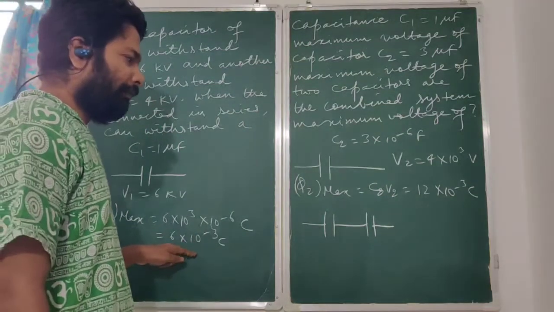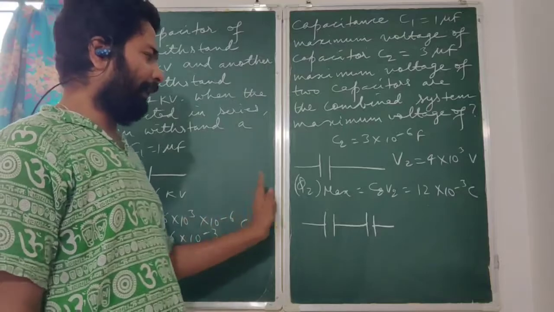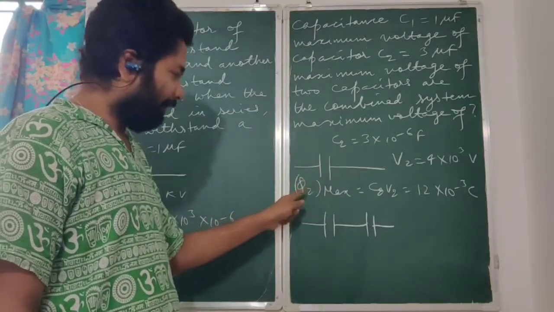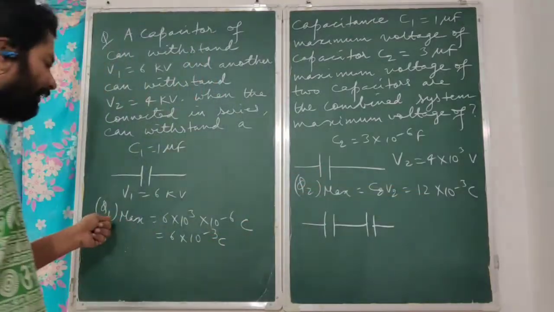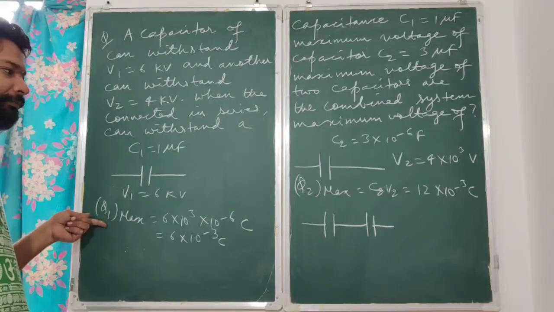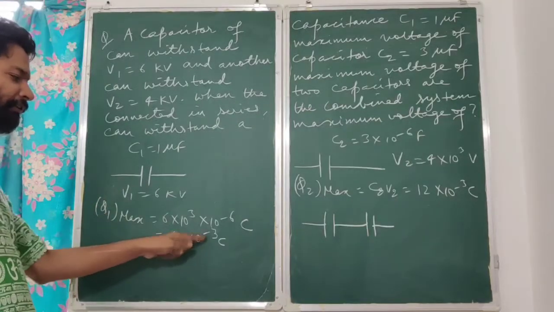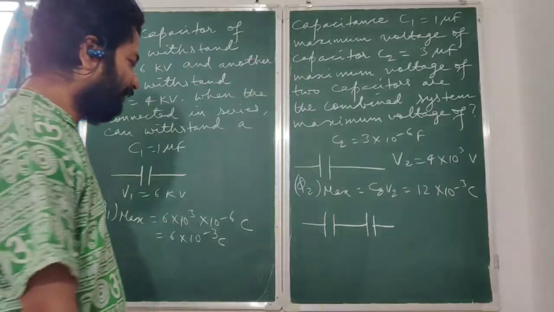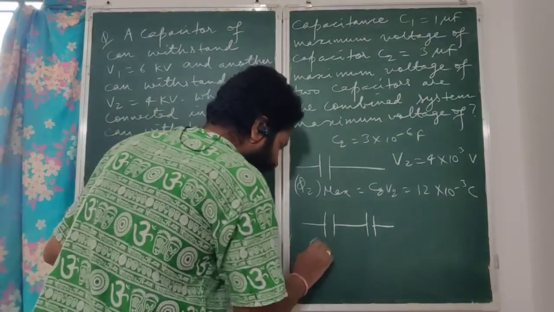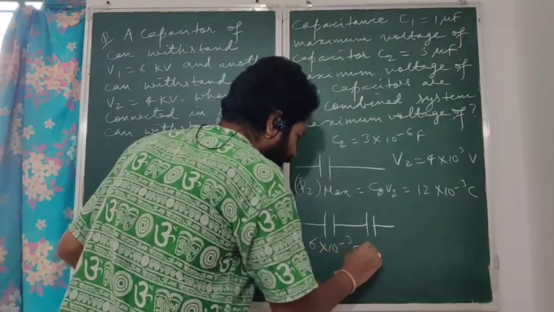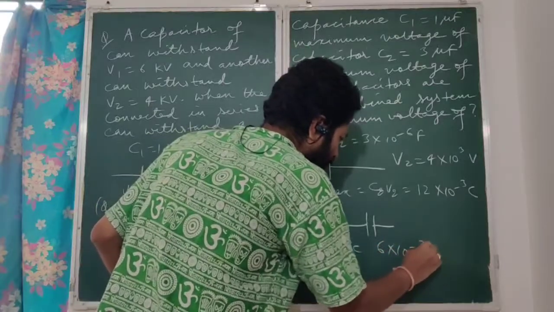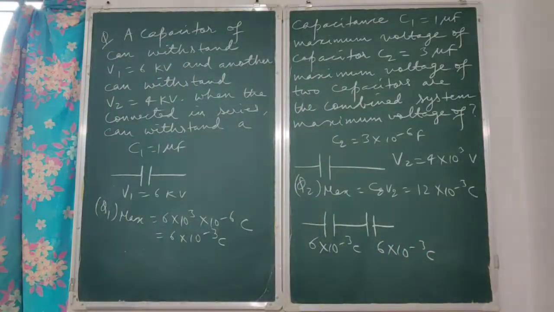Why? Because this much charge can be accommodated by both the capacitors, but this charge cannot be accommodated by the first capacitor, because its maximum capacity itself is 6 into 10 to the power of minus 3 coulomb. So now you are having charge on this 6 into 10 to the power of minus 3, here also 6 into 10 to the power of minus 3 coulomb.